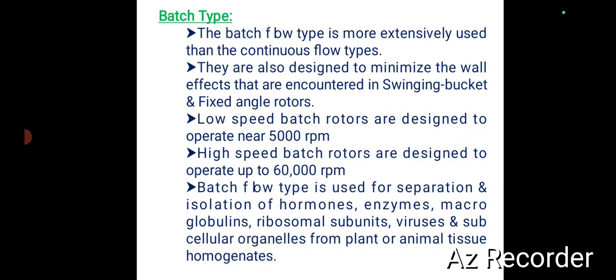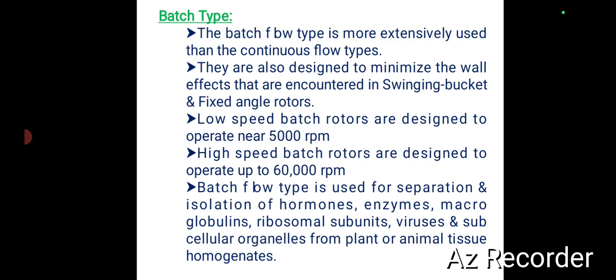First we will see the batch type. The batch flow type is more extensively used than the continuous flow type. Compared to continuous flow, batch flow is used more. They are also designed to minimize the wall effects that are encountered in swinging bucket and fixed angle rotors. In fixed angle and swinging bucket rotors there are some wall effects, which will be rectified in the batch type.